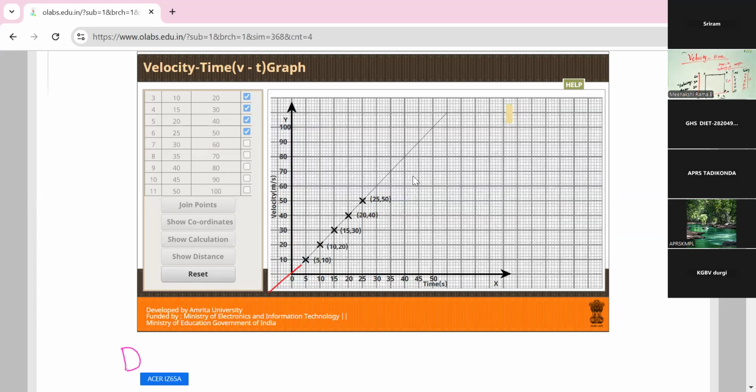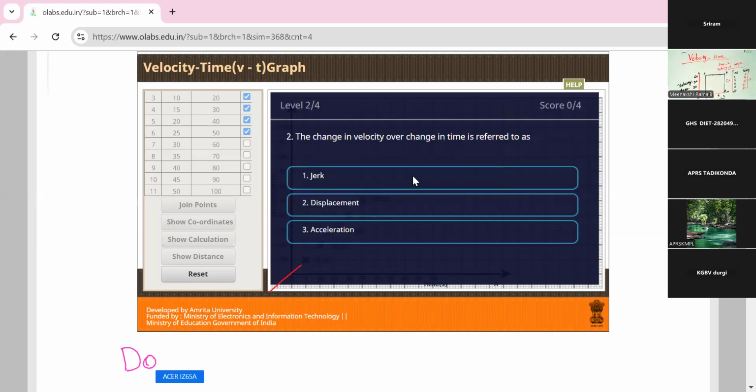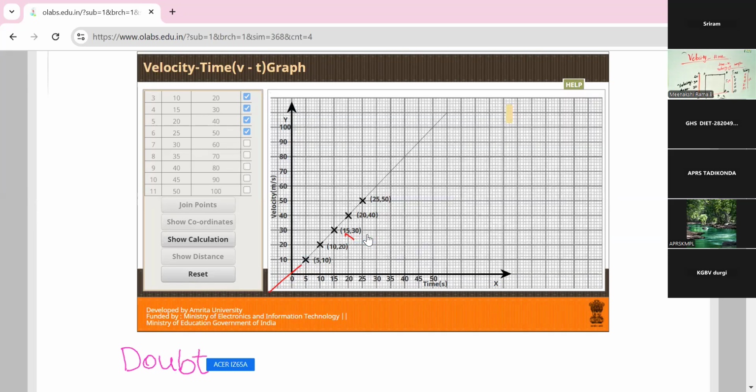Okay, when the answer is not correct, the red color will come. So the change of velocity over the change in time is referred to as acceleration. Okay, that is called acceleration.